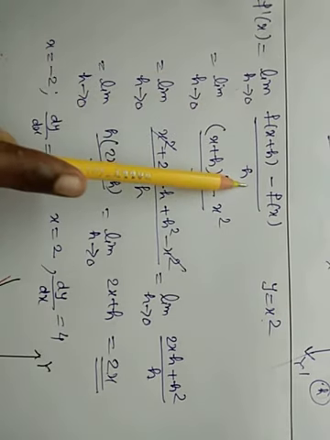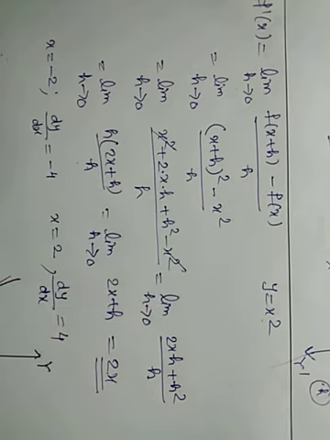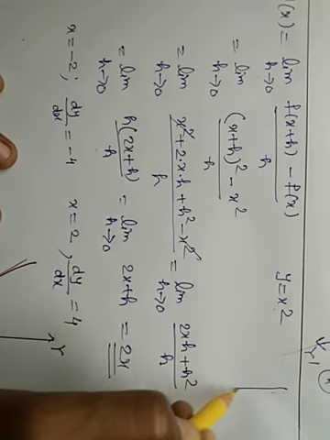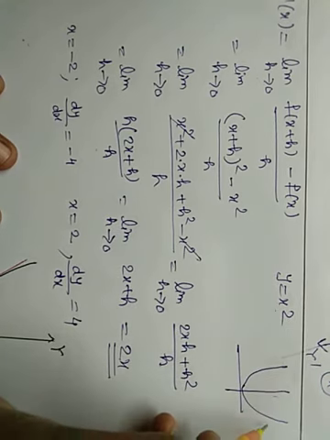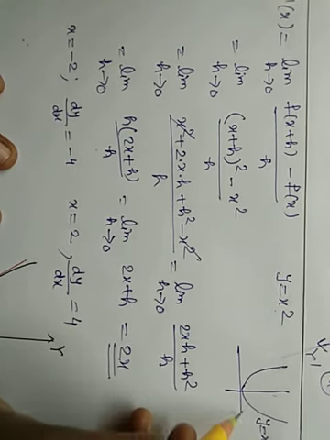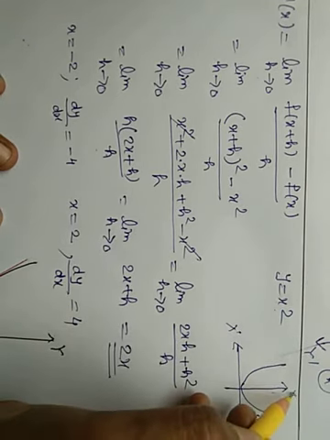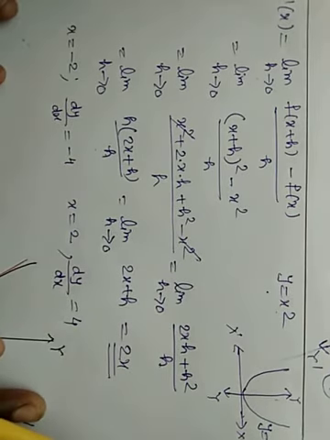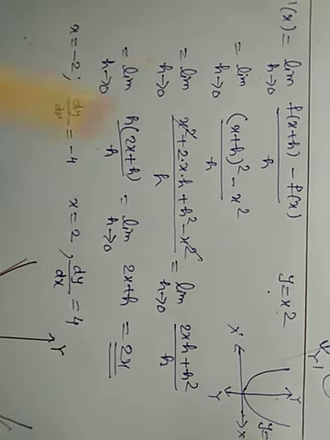limit h tends to 0. Same formula. The function we have taken is y equal to x square, and you know this is the equation of a parabola. This is like this. Y equal to x square. This is the x axis, this is the y axis. Let us see the rate of change of y with respect to x in this case of the parabola.